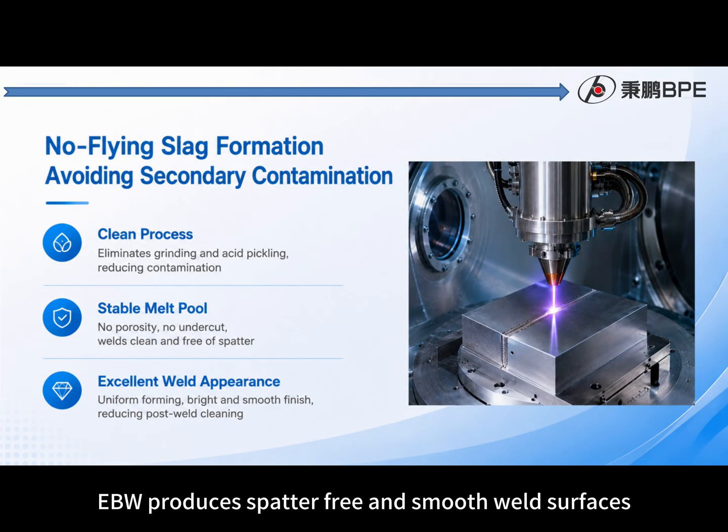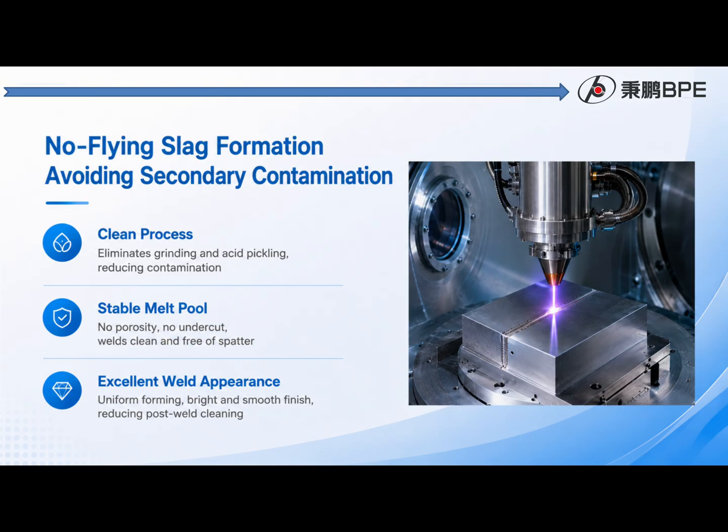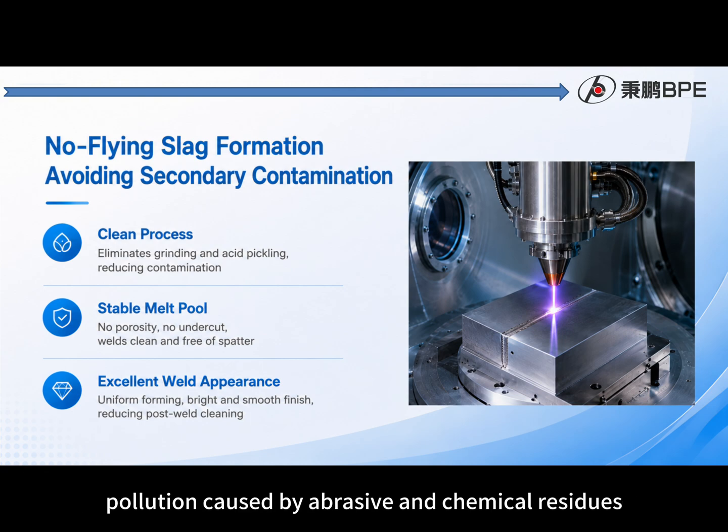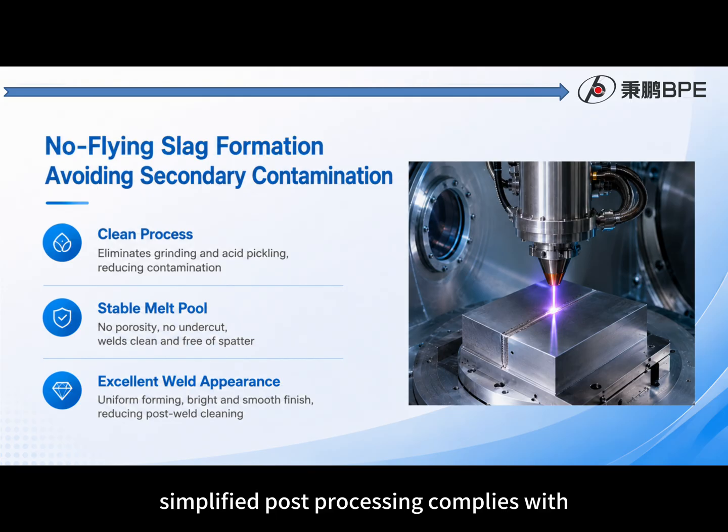EBW produces spatter-free and smooth weld surfaces. It greatly reduces grinding, acid pickling, and polishing procedures to avoid secondary pollution caused by abrasive and chemical residues. Simplified post-processing complies with semiconductor cleanroom management rules.